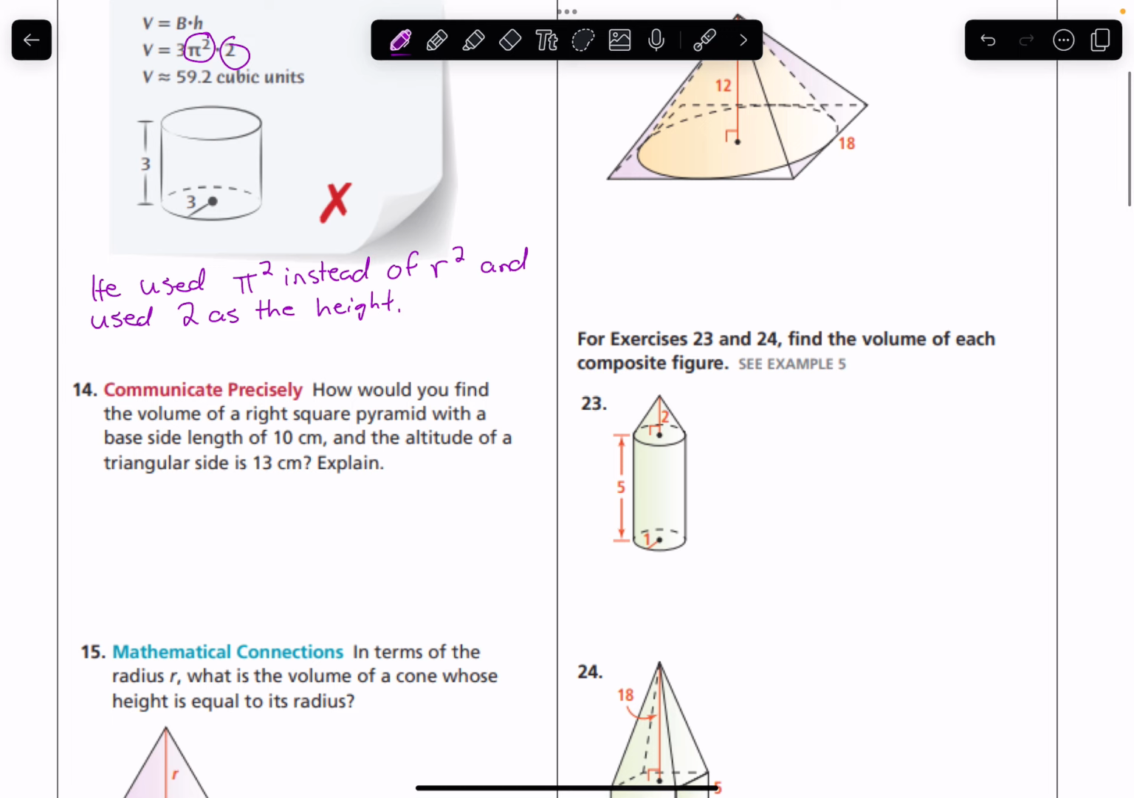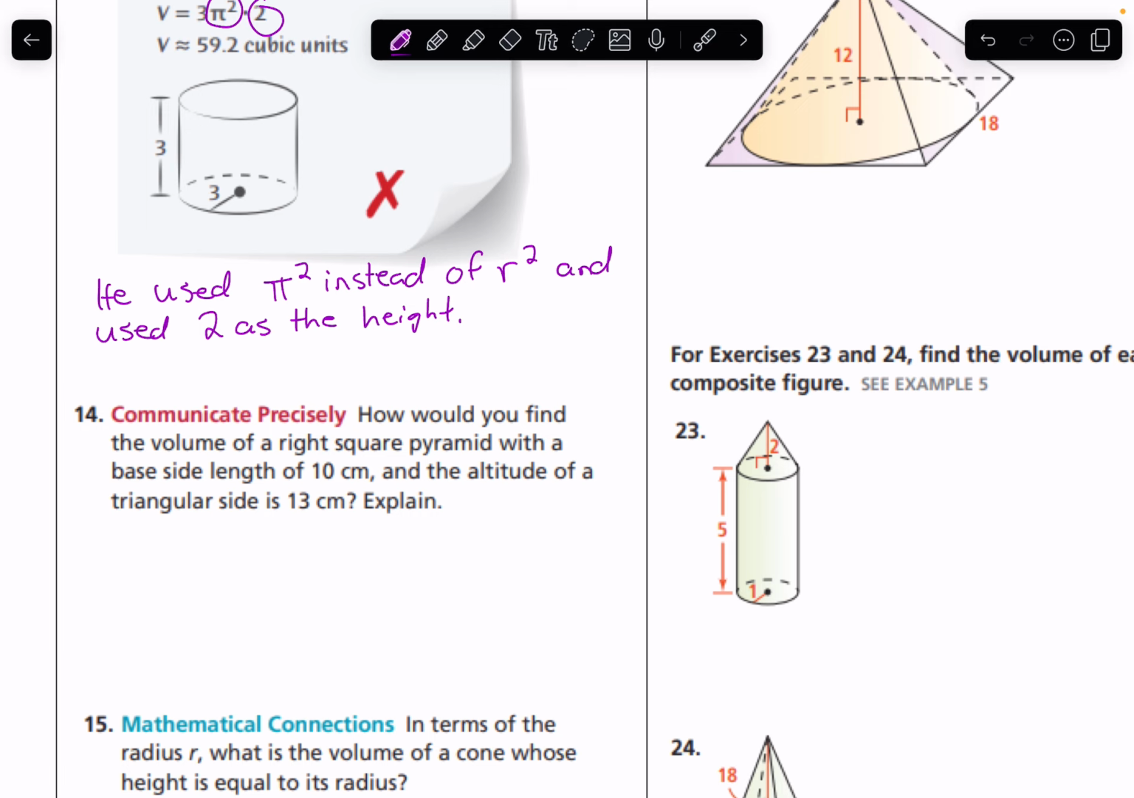Number 14, how would you find the volume of a right square pyramid with a base length of 10 centimeters and the altitude of a triangular side is 13 centimeters? So that's a little interesting because that's a shape we don't use very much. We don't use the altitude of a triangular side very often, but we can. We call that the slant height. So we would need to use the slant height and use that to find the height of the actual pyramid.